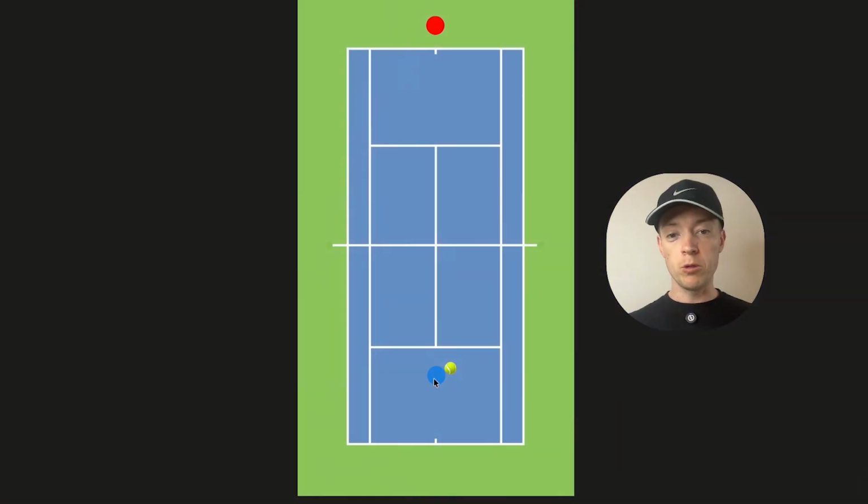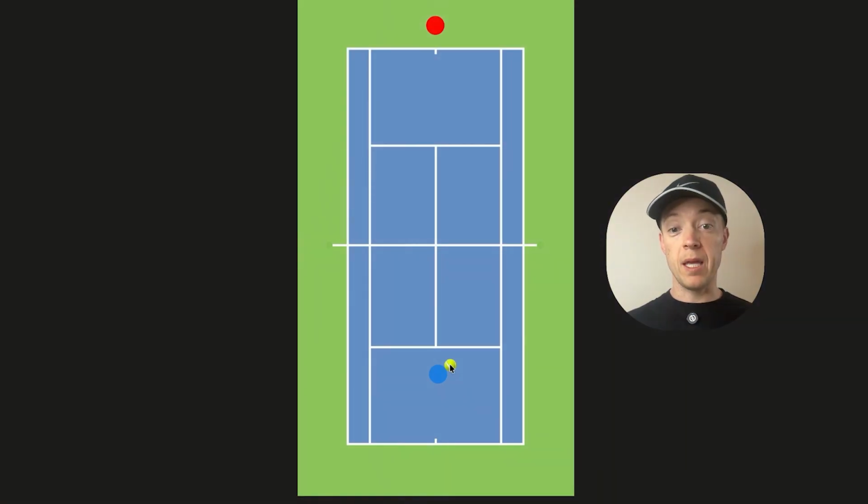The single most important part here is to be very, very clearly closer to the service line than the baseline when you hit your approach shot. This is important for 2 reasons. The first one being your approach shot will be more effective and offensive the closer you are. And the second being you have less distance to cover to get to the net after you've hit your approach shot.